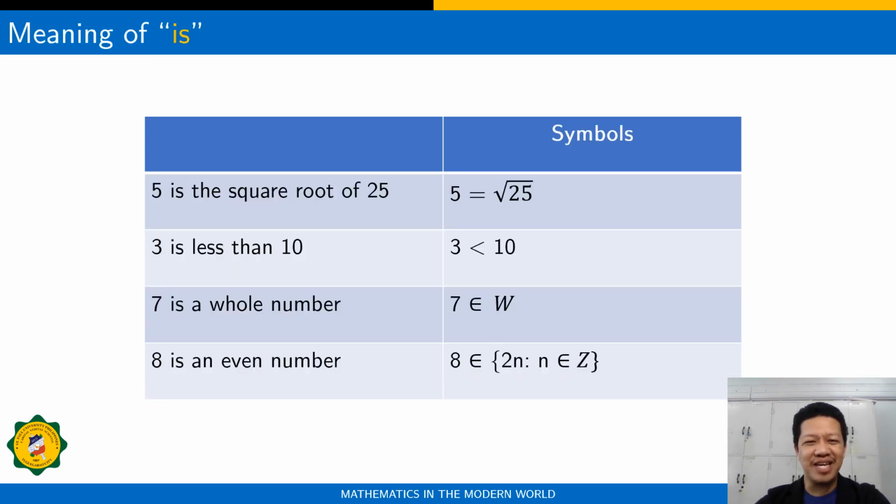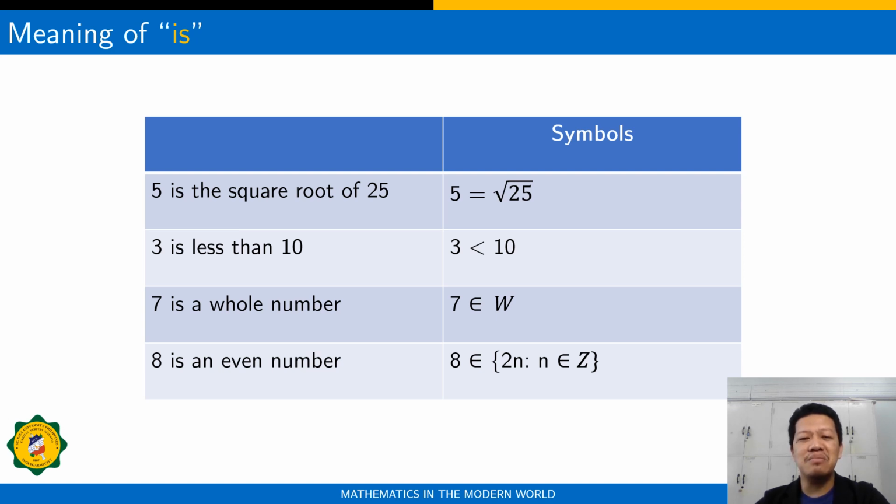The meaning of "is": 5 is the square root of 25. In symbols, it can be written like this. So the word "is" is actually tantamount to the equal sign. 3 is less than 10, so it can be written with the inequality symbol. 7 is a whole number, so it can be written as a membership in a set.